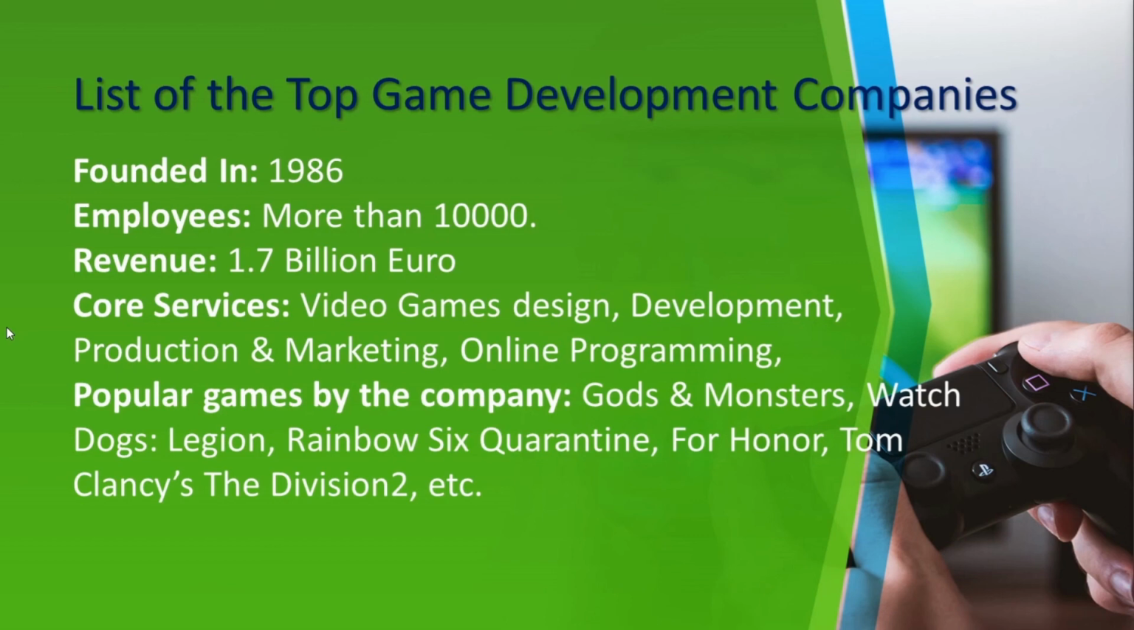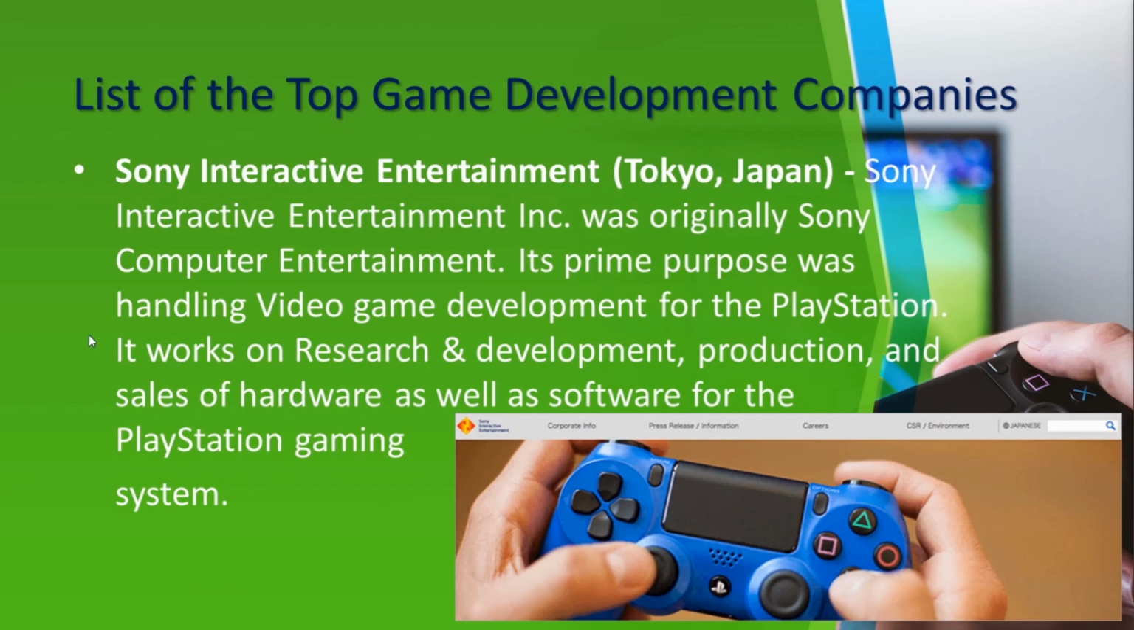So core services will be video game design, development, production, marketing, and online programming. So popular games by the company will be Gods and Monsters, Watch Dogs, Legion, Rainbow Six Siege Quarantine, For Honor, Tom Clancy's The Division 2, etc. Next, we have Sony Interactive Entertainment from Tokyo, Japan.